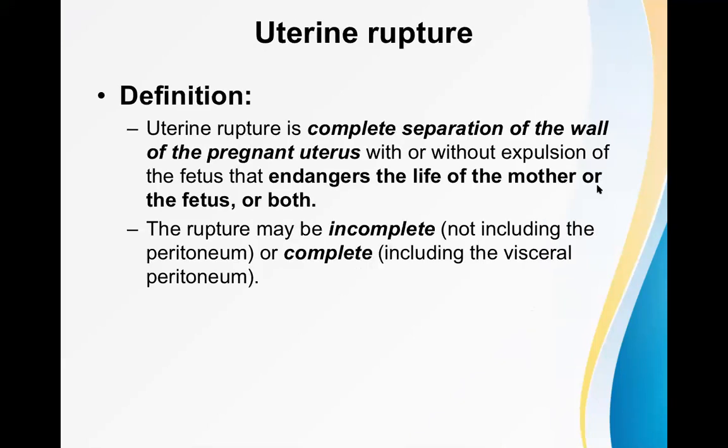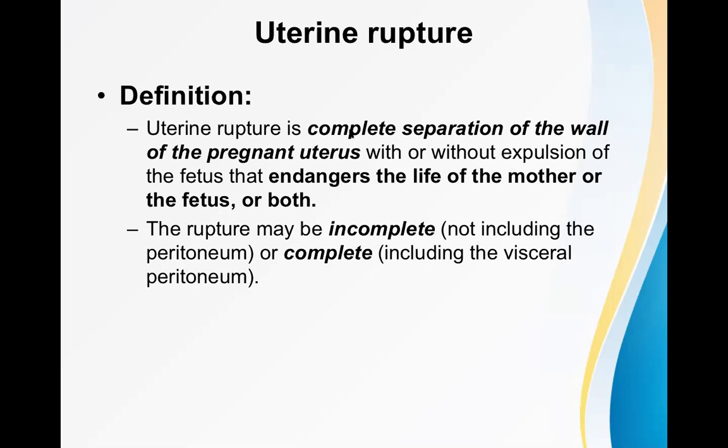Okay, so there is one more cause of antepartum hemorrhage or late pregnancy bleeding, which is not as important from the exam point of view, but from the practical point of view, it is very, very important. That is uterine rupture. Fortunately, it is not very common. So let's talk about this before I move on to labor and its diagnosis. The definition of uterine rupture is complete separation of the wall of the pregnant uterus with or without expulsion of the fetus that endangers the life of the mother or the fetus or both of them.